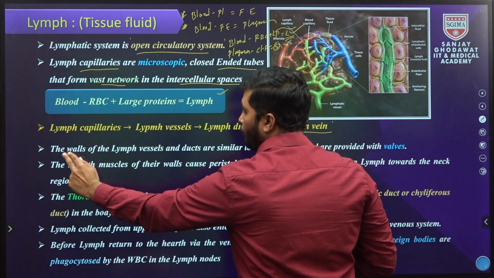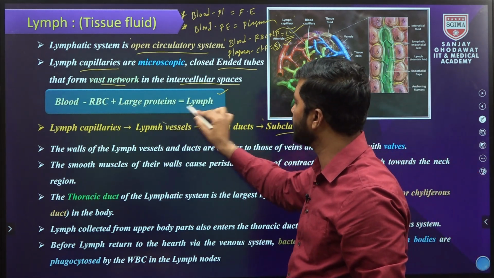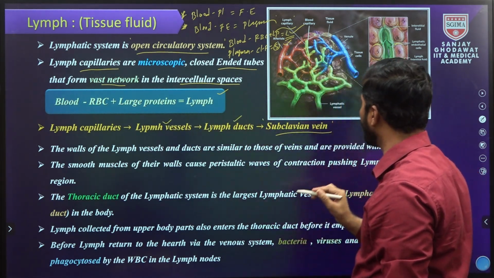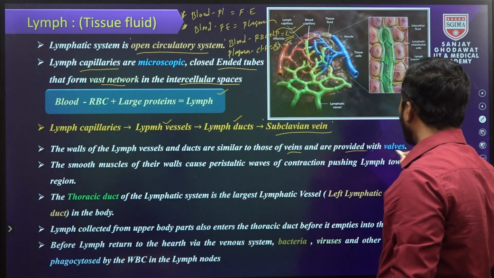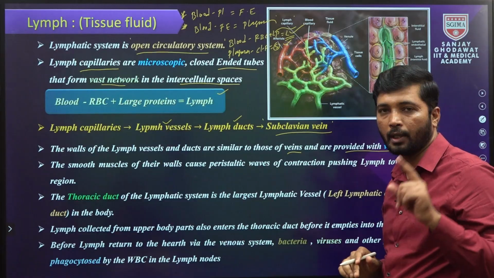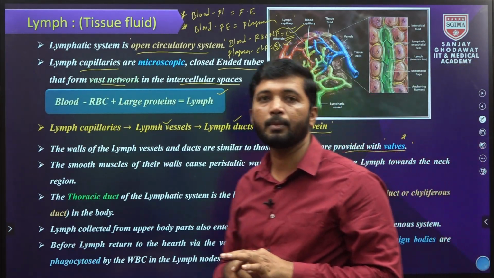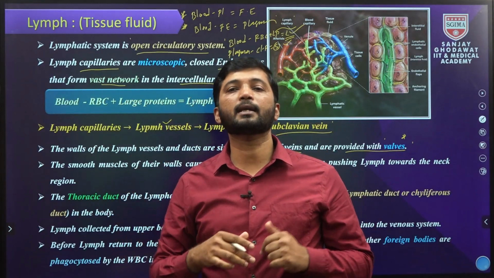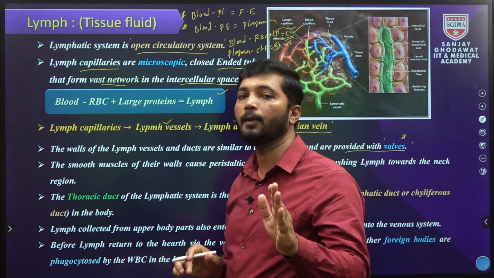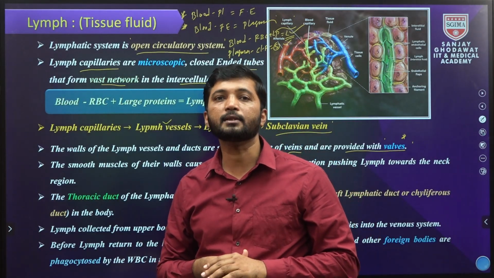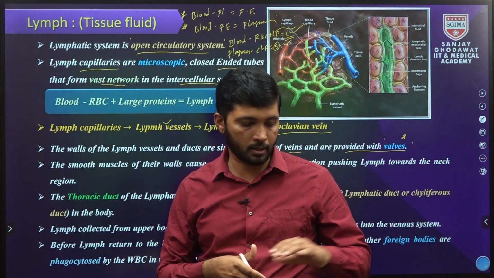Now, the wall of the lymph vessels and ducts is similar to that of veins and is provided with valves. Here it is very important: valves are present throughout the lymphatic system, in the vessels and the ducts. What is the valve function? A valve generally opens only one side.